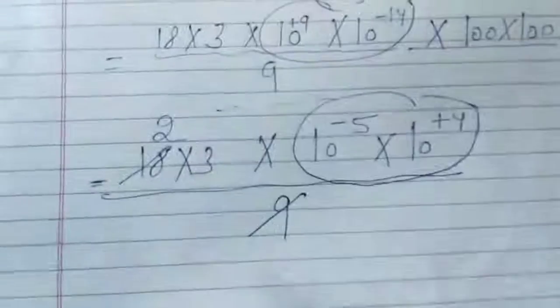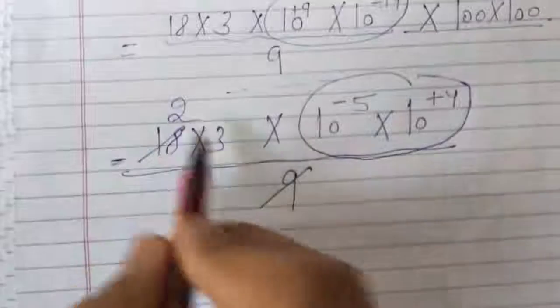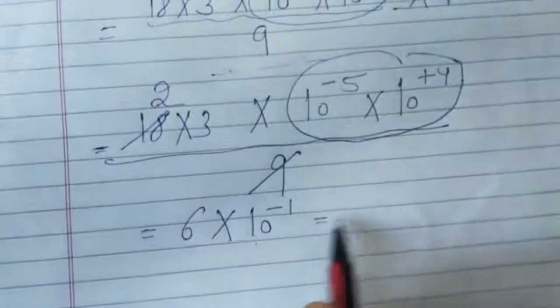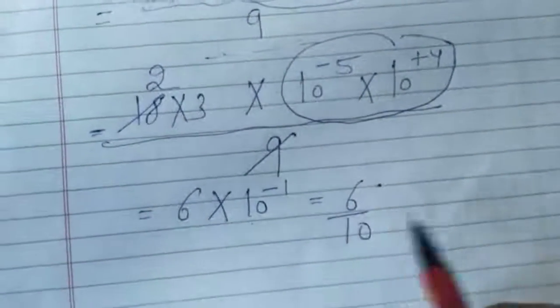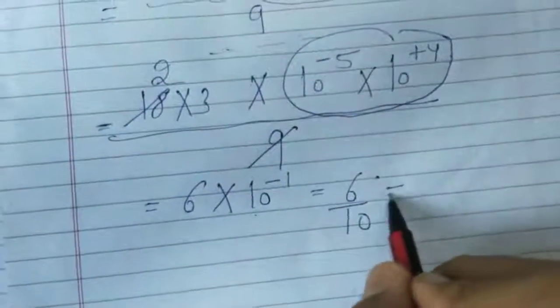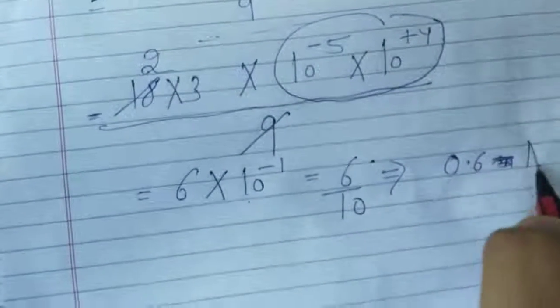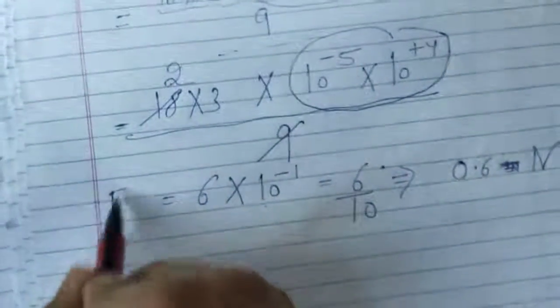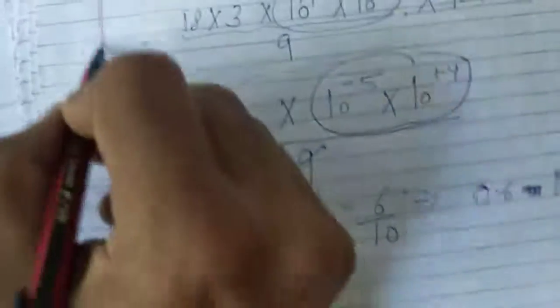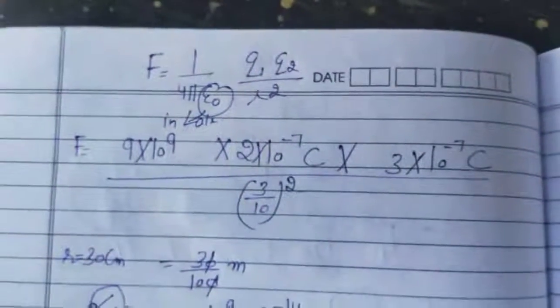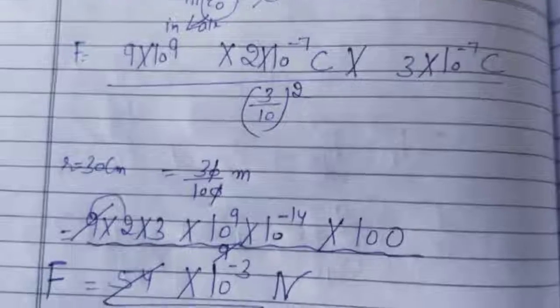So what is this? 2 3s are 6 into 10 to the power minus 1. And 10 to the power 1 upon 6. That means 0.6 Newton. So what is the value of force? 0.6 Newton. So this is the basic numerical that we have done. So we have calculated this concept also. Are you getting this now?